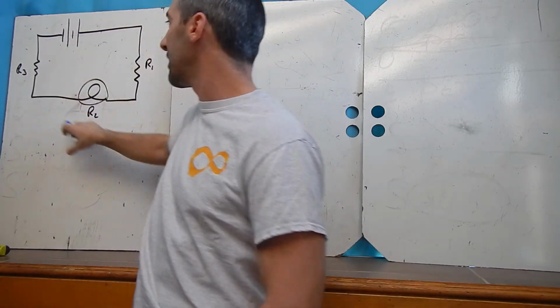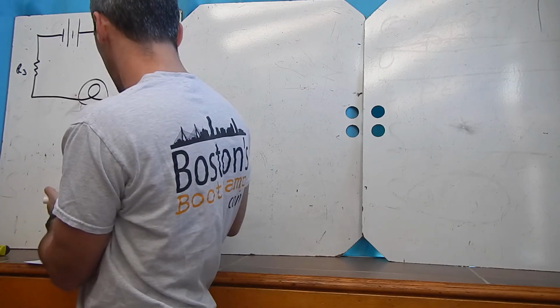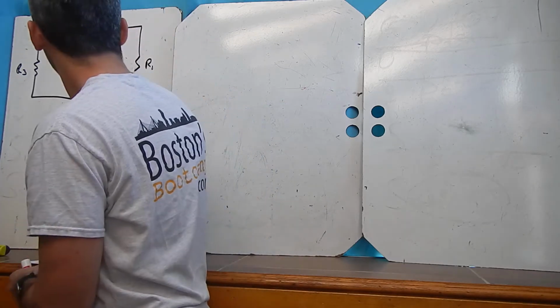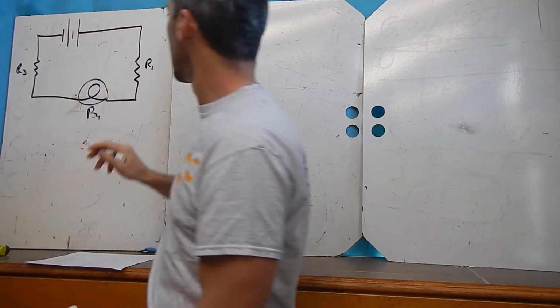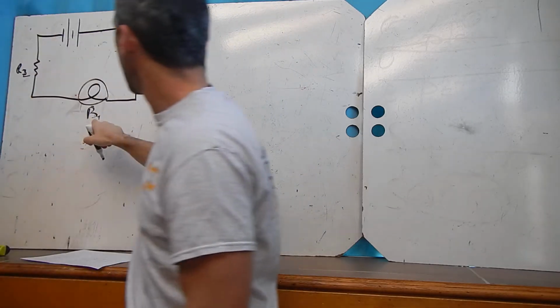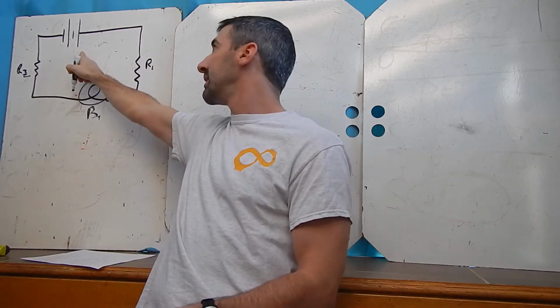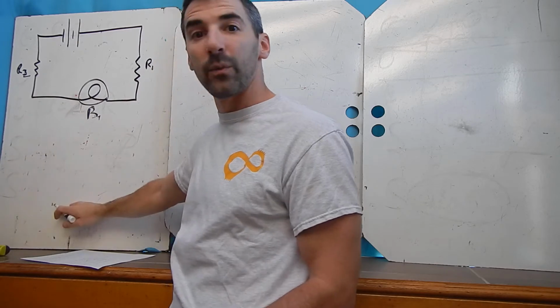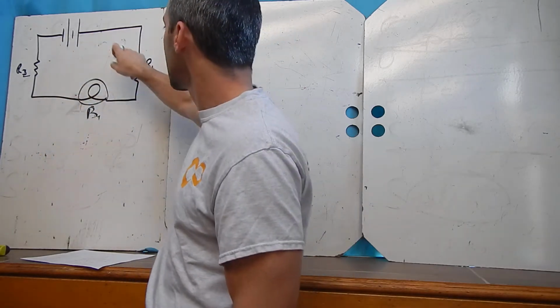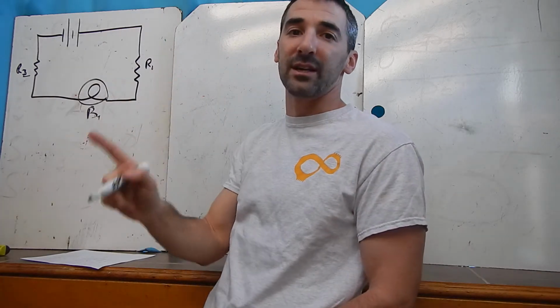So here I have drawn the circuit, and I have that lit as a resistor. I'm going to call that a bulb or a lamp. So I have resistor 1, resistor 2, bulb number 1, and a power source or a battery. Now, I'm going to put the rules that we know here for series circuits. We know this is a series circuit because there's only one path for electricity to go through.